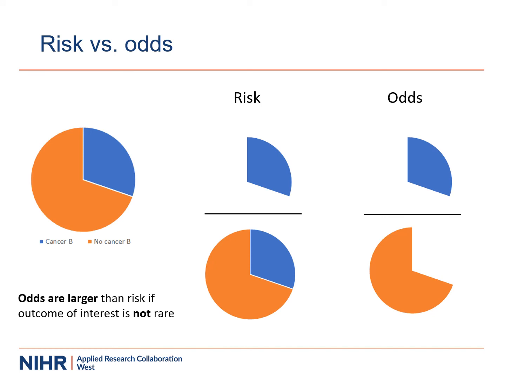Alternatively, if we have a cancer that is less rare, so our outcome of interest is not rare, the denominator for the calculations of these two are quite different. You can see that the denominator to calculate the odds is much smaller than that for the risk, and therefore the odds will be a much larger number than the risk. So for rare outcomes, usually outcomes that occur in less than about 10% of your sample or less, odds approximate risk. But for more common outcomes, this is not the case. So this is something you need to bear in mind when you're working with odds.